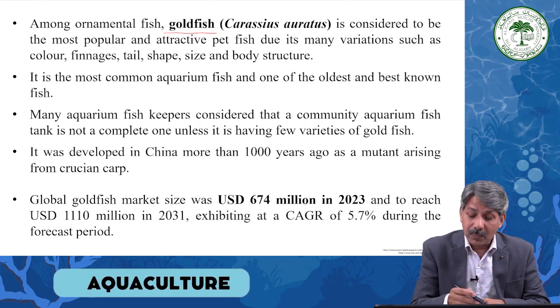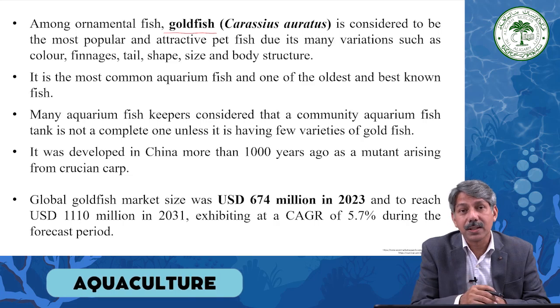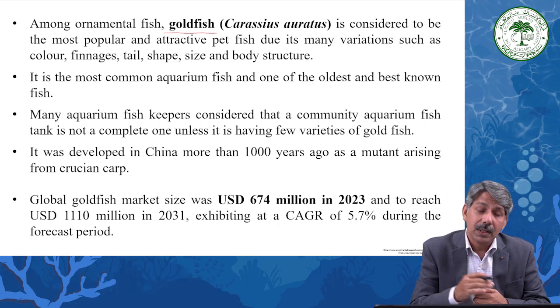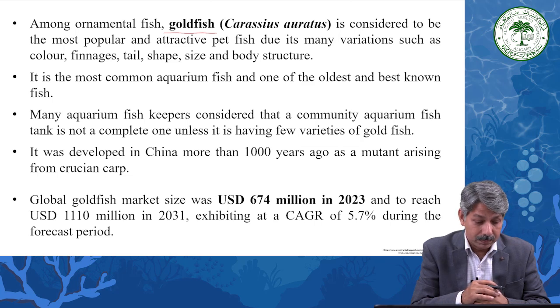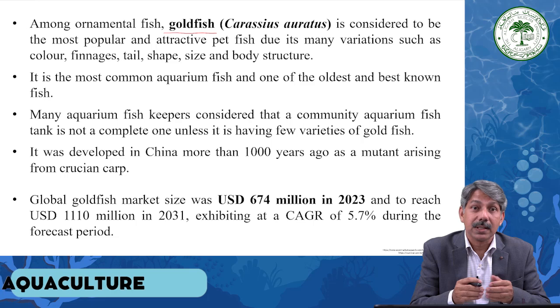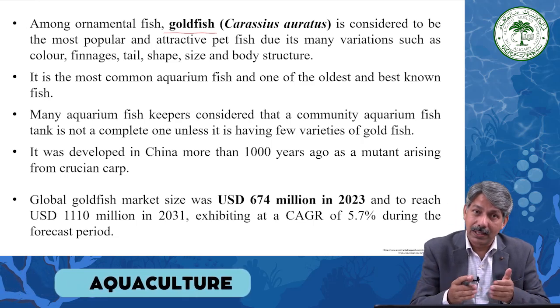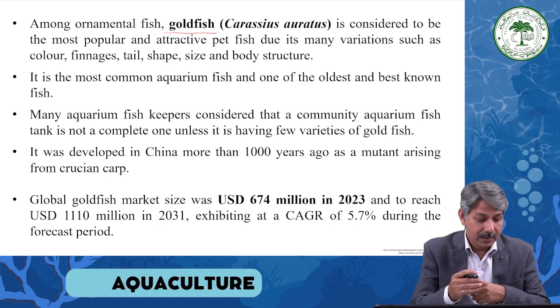And this fish is supposed to have been cultured since ancient times, when Chinese and other ancient civilizations kept this fish in confined environments. Because of natural mutation processes, some colorful varieties came up, and they selected those varieties, and ultimately more and more varieties came up.